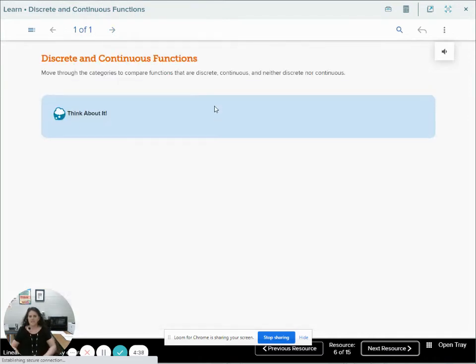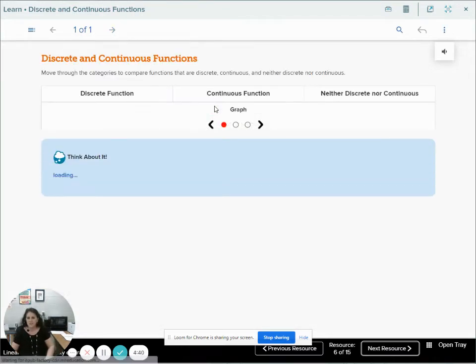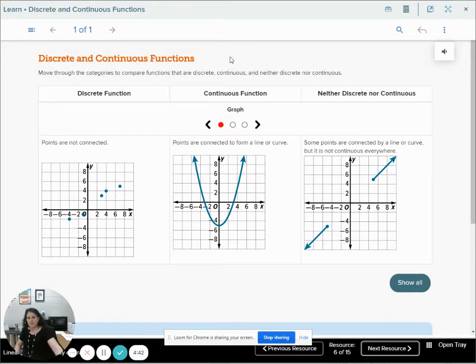So let's look at this. We're going to learn about discrete and continuous functions. The points here are not connected. Therefore, this is considered a discrete function. If we look here, it's not linear because it's on a curve, but the points are all connected, therefore it is continuous.